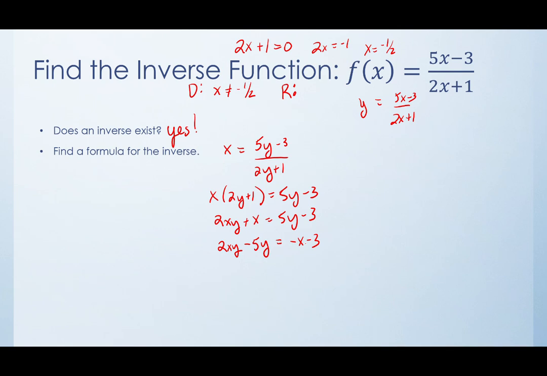Now, on the left side, you might notice that both those terms have a y. I can factor out the y. And if you want to factor out the -1 on the right-hand side, go ahead, but I never do. So we've got y times (2x minus 5) equals -x minus 3. We're going to divide both sides by 2x minus 5. And there we go. We have our inverse function.